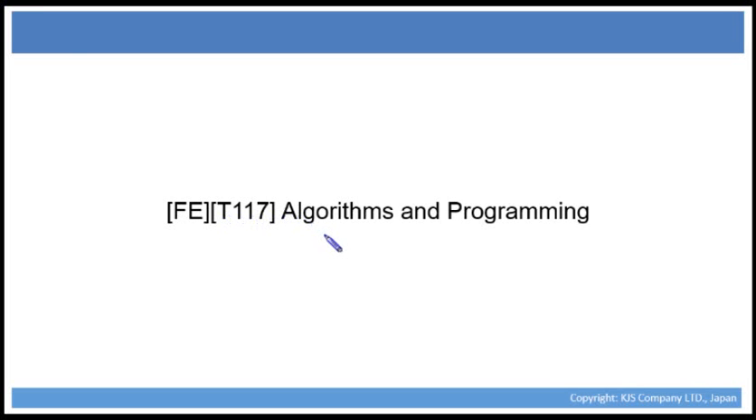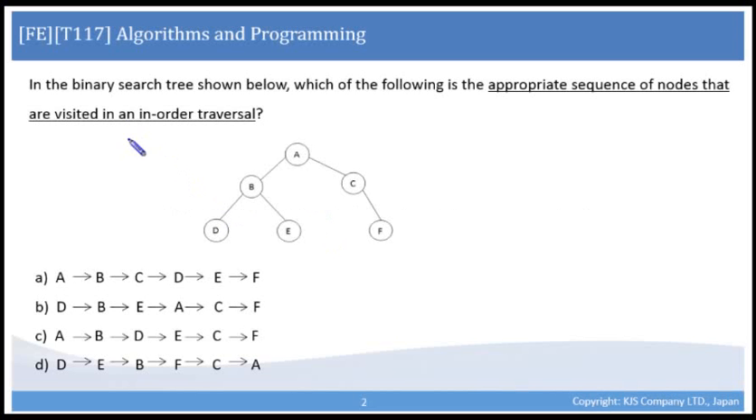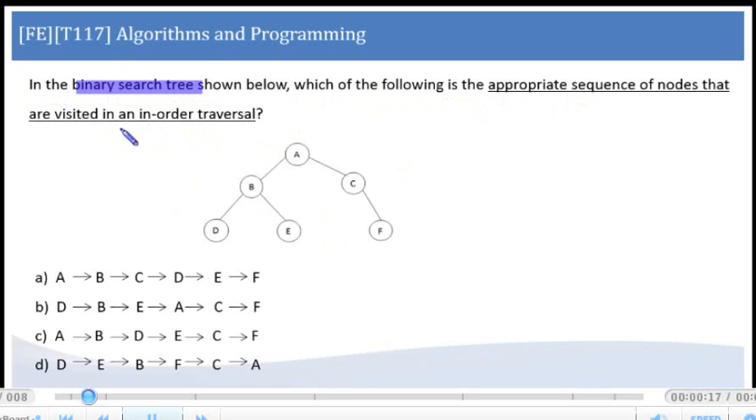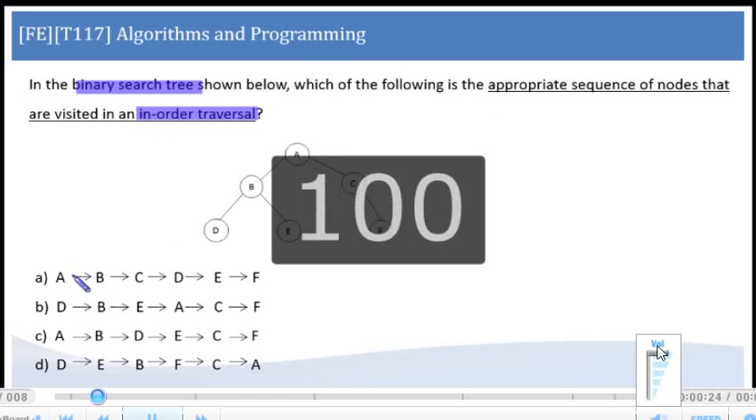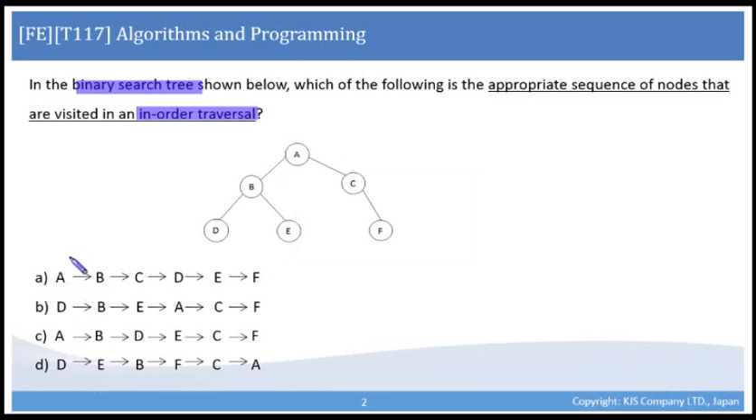AP117 Algorithms and Programming. In this video we're going to be looking at traversals. So here's the question. In the binary search tree shown below, which of the following is the appropriate sequence of nodes that are visited in an in-order traversal? Here we have our four options of the order in which the nodes are visited, and we're going to see which of these is our correct answer for this certain algorithm.